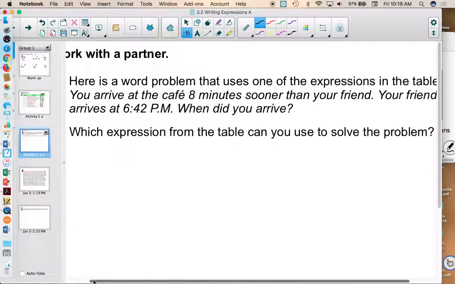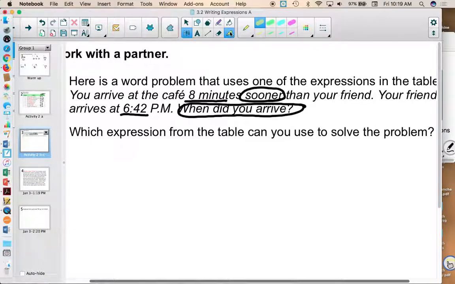You arrive at the cafe 8 minutes sooner than your friend. Your friend arrives at 6:42. What time did you arrive? Well, I need to know 8 minutes, and I need that word sooner, don't I? Pretty important word. And I know my friend arrived at 6:42, and I'm answering the question of what time did I get there. But that word sooner, I don't know as I would circle it, but it's definitely a clue word. Okay? It definitely is a clue.